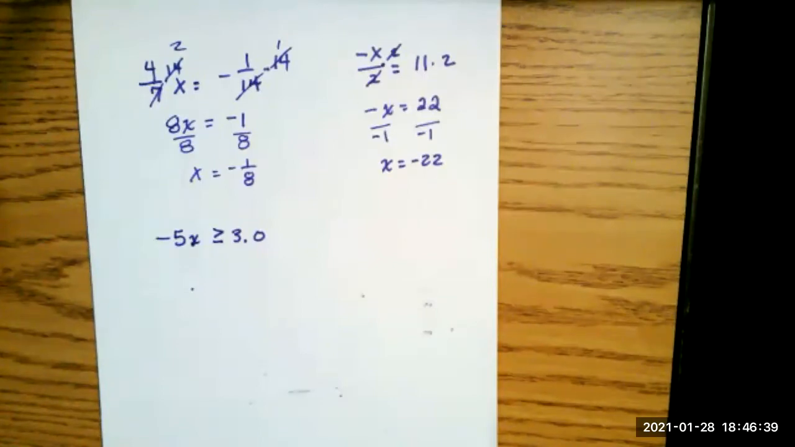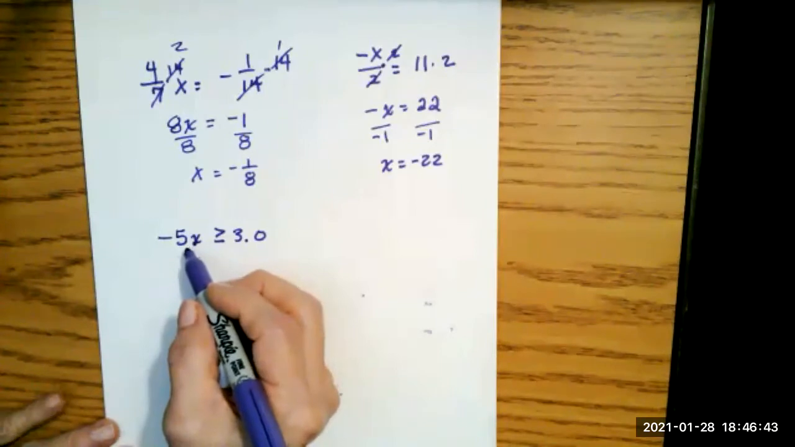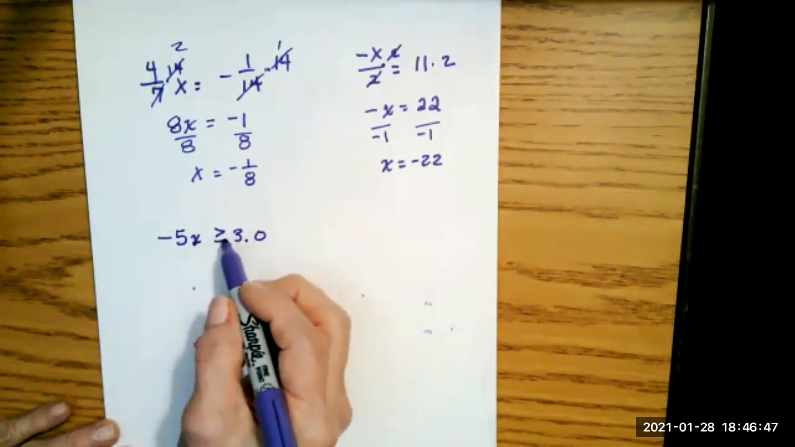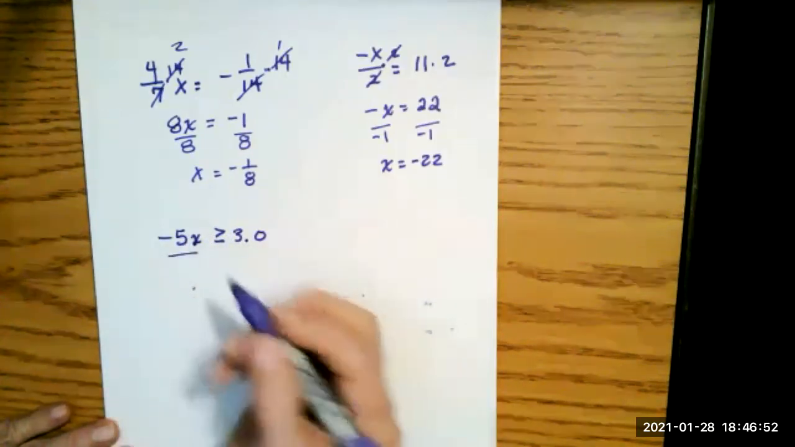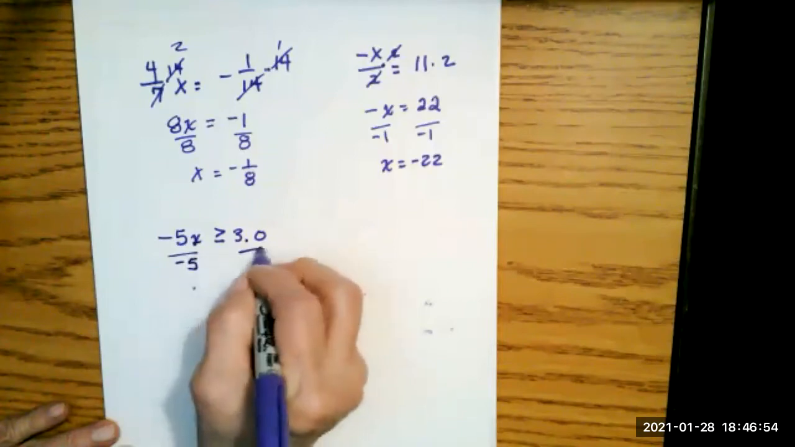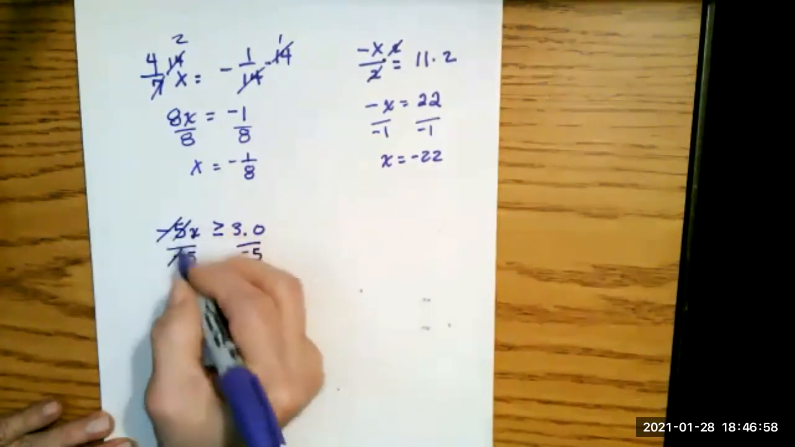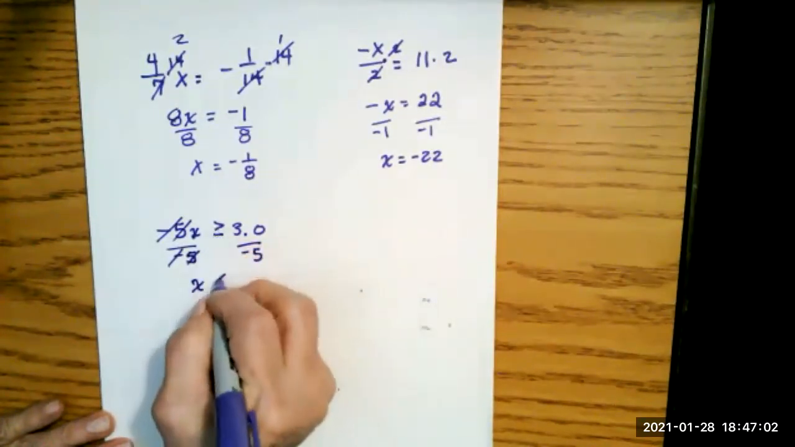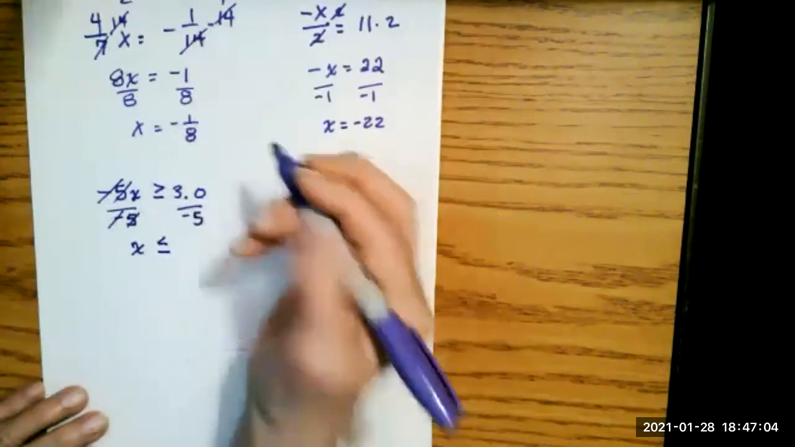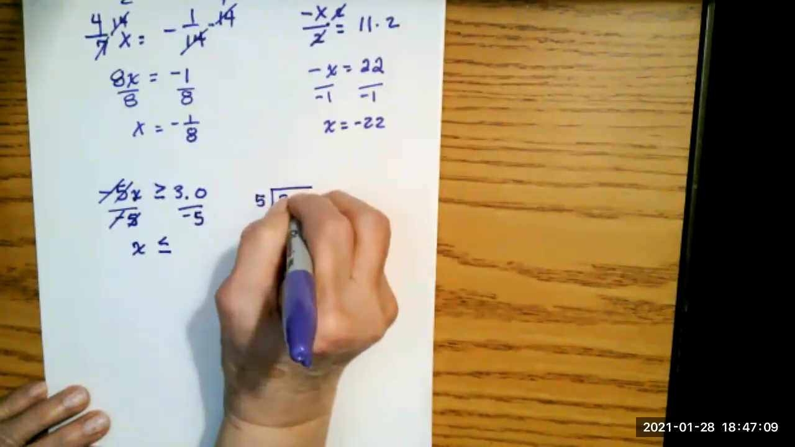In this problem, you're using that rule that says if you divide or multiply by a negative number, it will reverse the direction of your inequality. I've got to get rid of that negative 5. It's multiplied by x, so I divide both sides by negative 5. And so that would cancel the negatives and the 5 and leave me with x. It's going to reverse that to less than, and I've got to figure out what this is. 5 into 3.0.